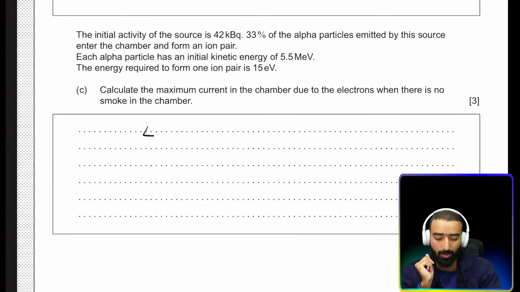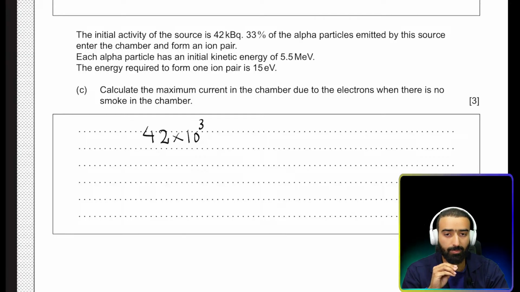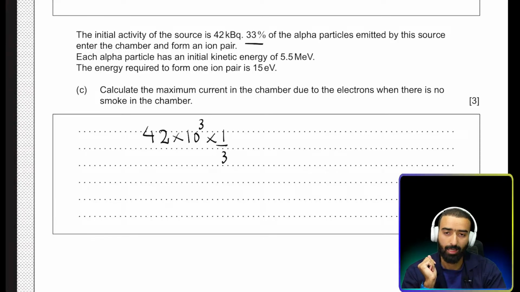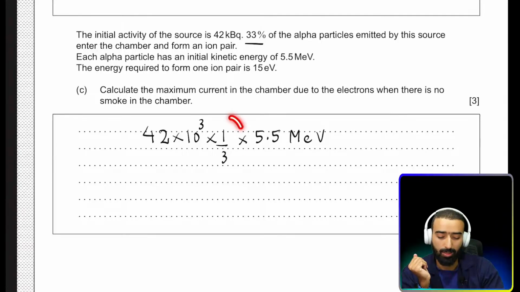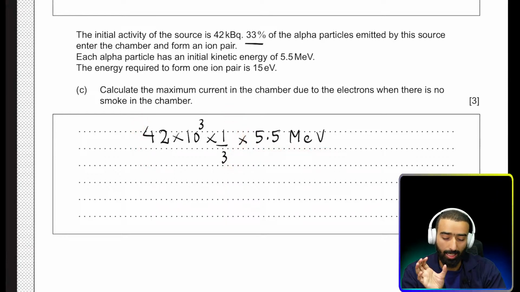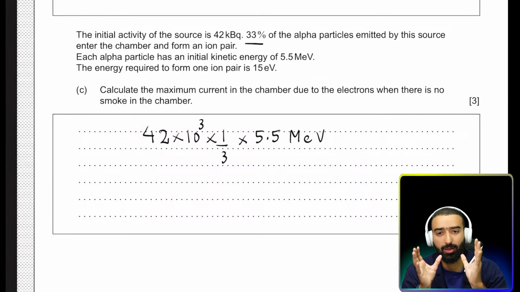Well, we know there are 42 kilobecquerel, that means 42,000 alpha particles produced every second. After those, 33% are of use. 33% of alpha particles will actually lead to ion production. That's one third of the number. And how much energy will these alpha particles have? Well, each alpha particle has 5 mega electron volts. So I multiply the number of alpha particles with the energy in one alpha particle. Now, this is the total energy that we have that's going to produce the ion pair.